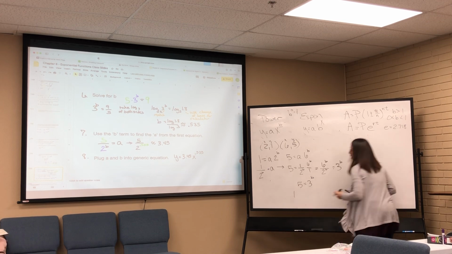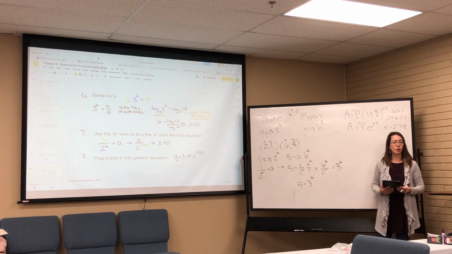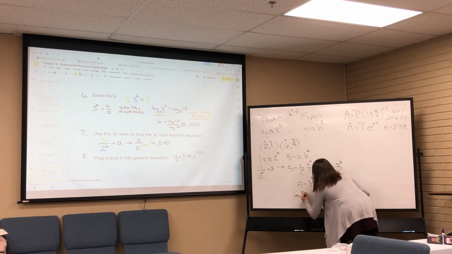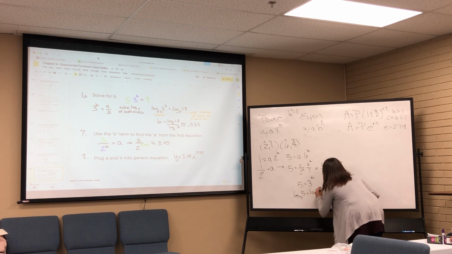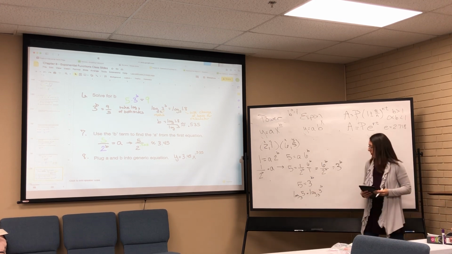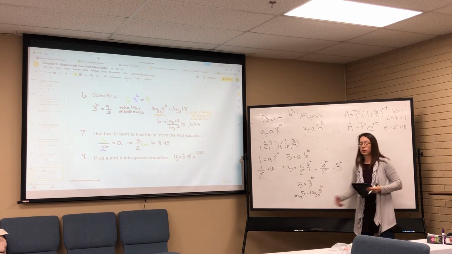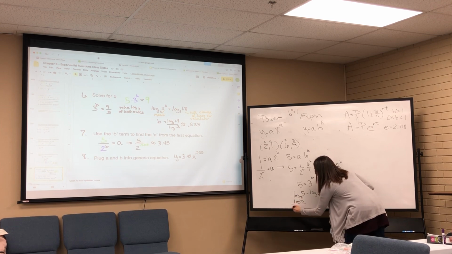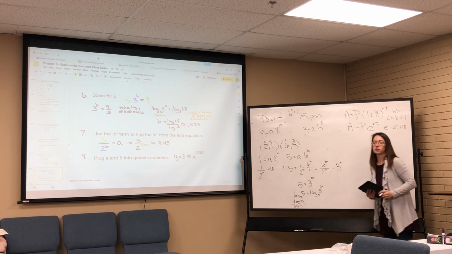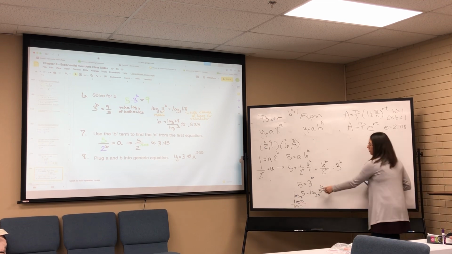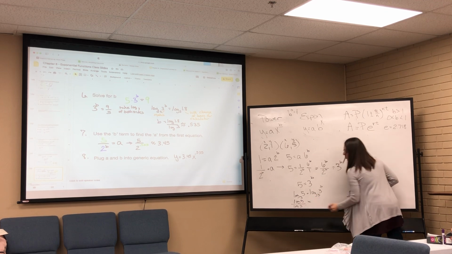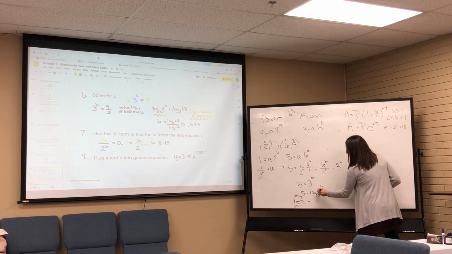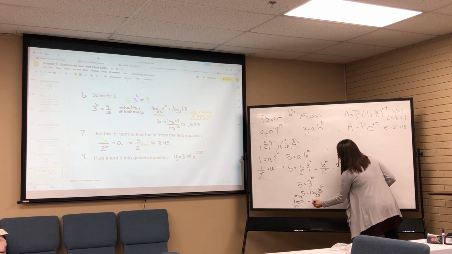So what log would we like to take? What base? Base 3, perfect. So we're going to do log 3 of 5 equals log 3 of 3 to the b. Log 3 of 5, I can rewrite as log 5 divided by log 3, correct? And log 3 of 3 to the b turns into b, just b. Our base and our equivalent value match, so our answer is simply the exponent.